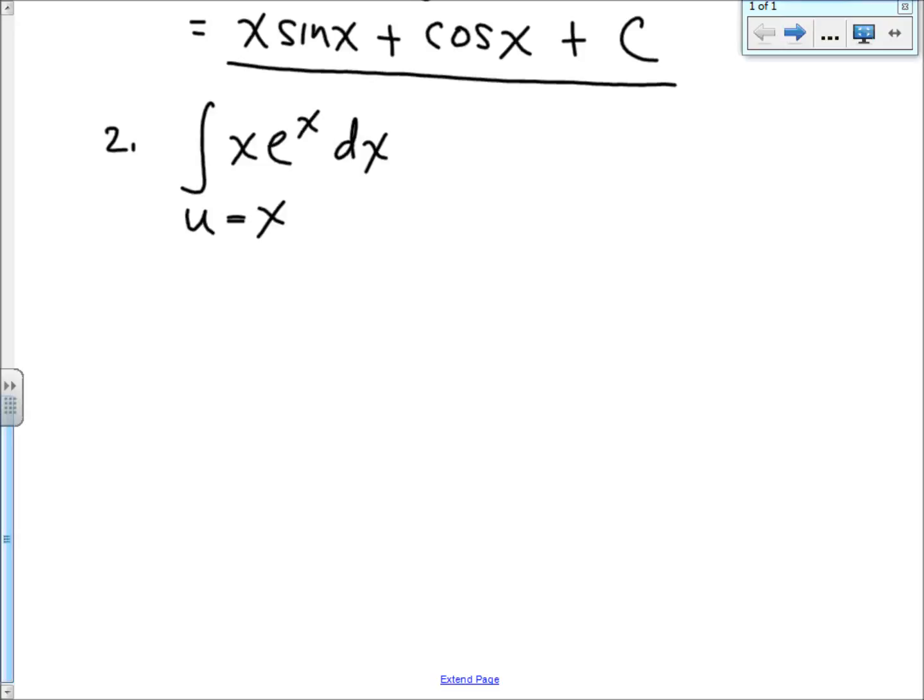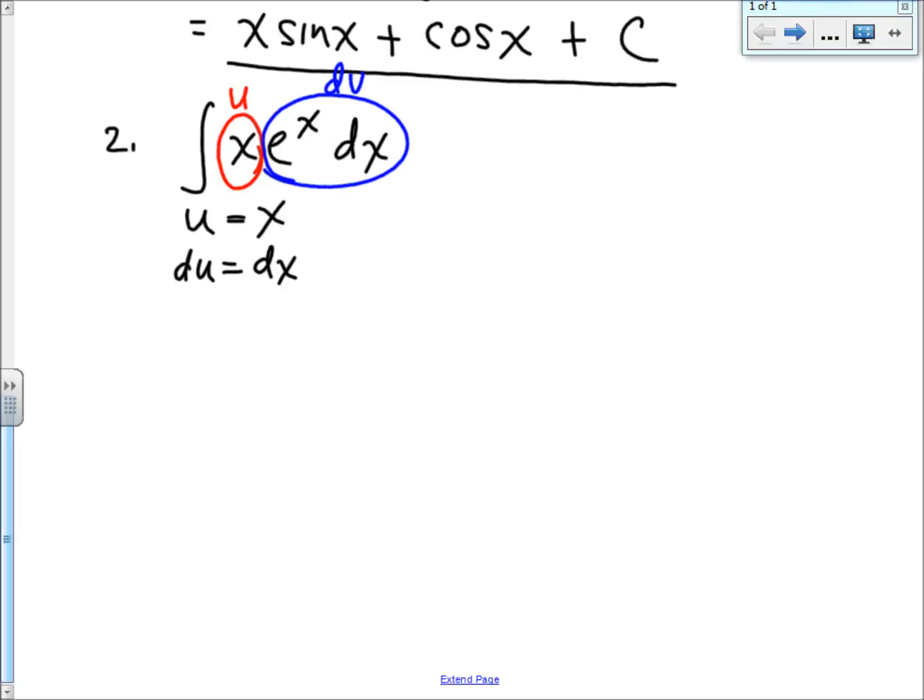Okay? So I say u equals x. I follow the procedure. So what's du? Dx. Yeah, 1 dx. Okay? So that's dx. And so that means I've chosen this to be my u. So that means this right here must be dv.